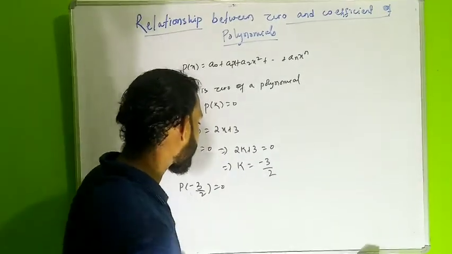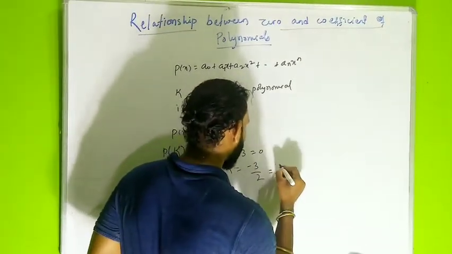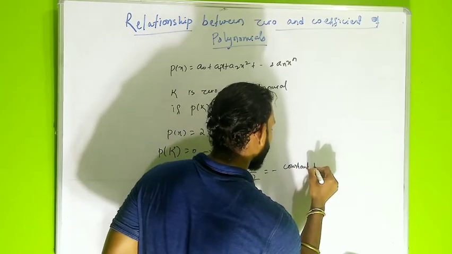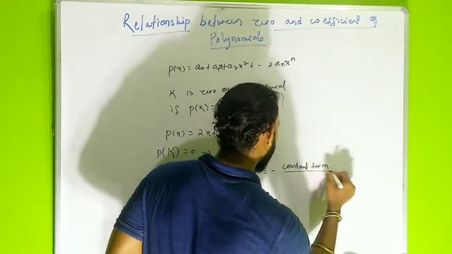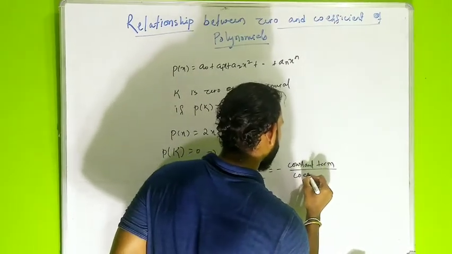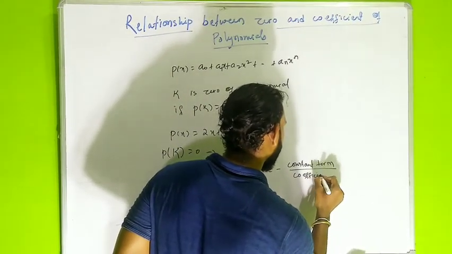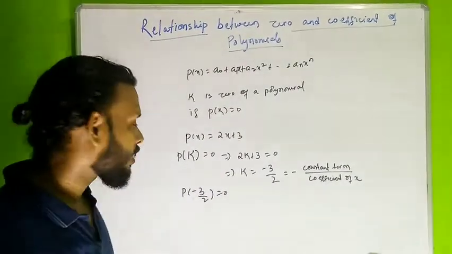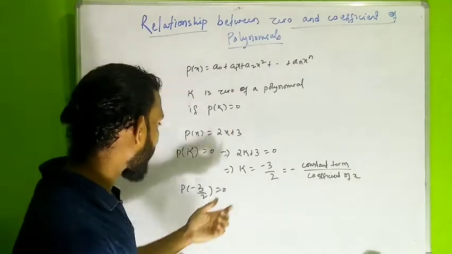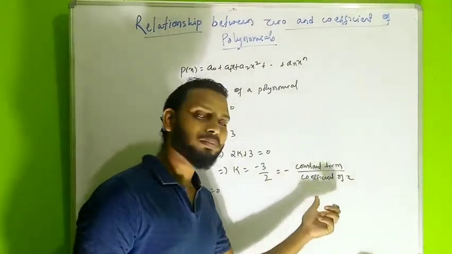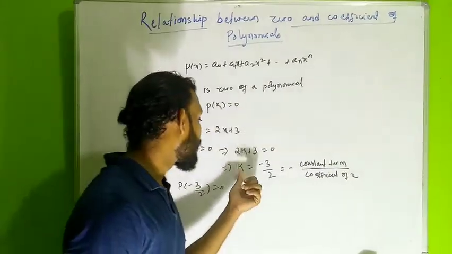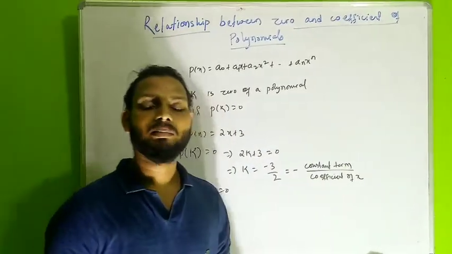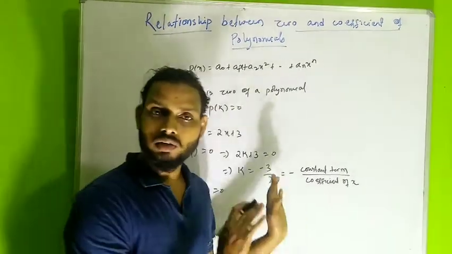Here you can notice something: this is equal to minus the constant term divided by the coefficient of x. So what is the relationship between a zero and the coefficient of the polynomial? The zero is nothing but minus the constant term divided by the coefficient of x. This is for the linear polynomial.